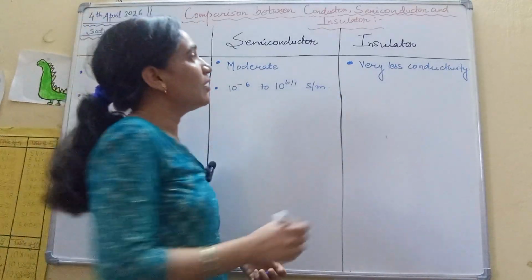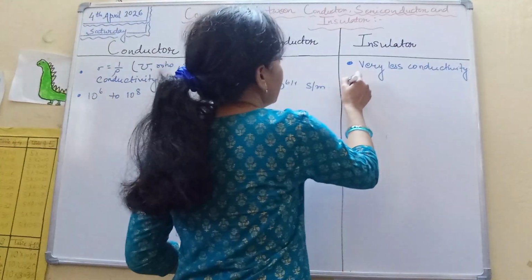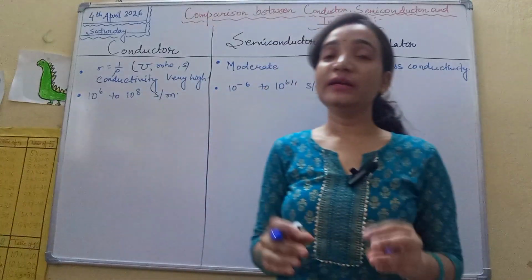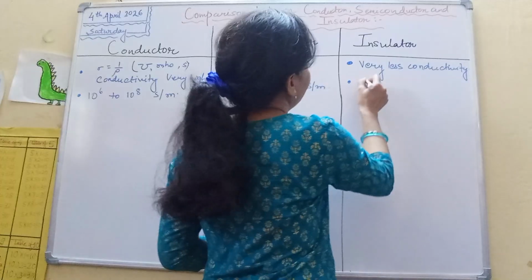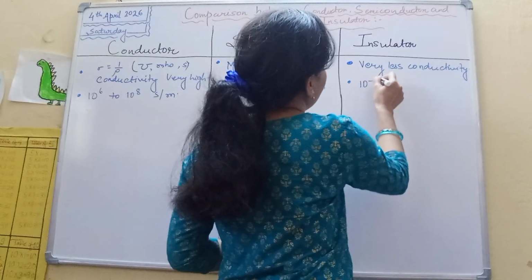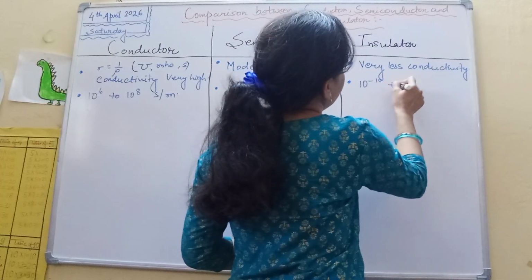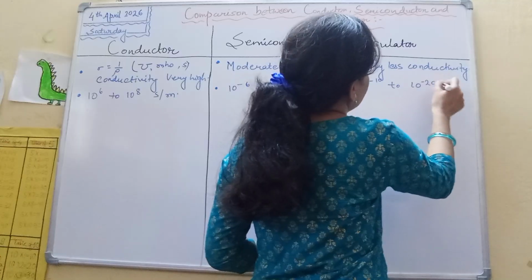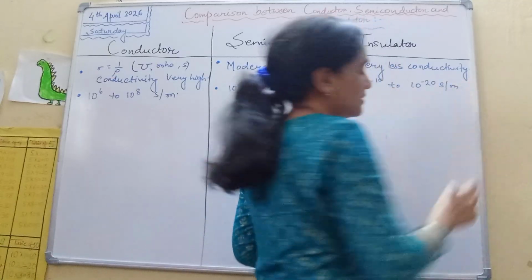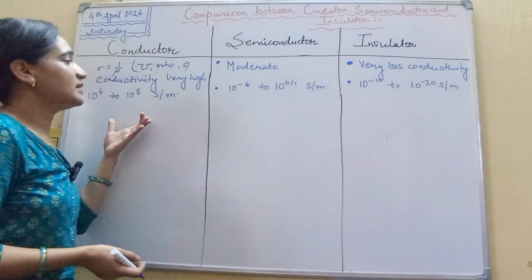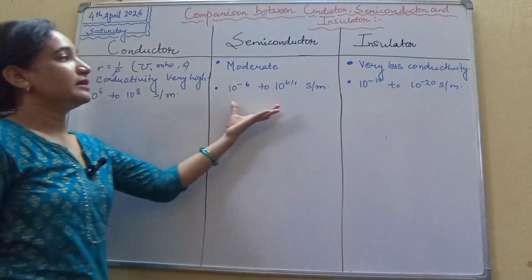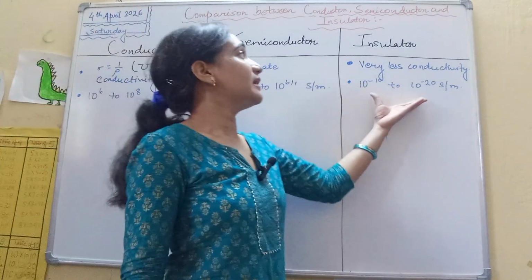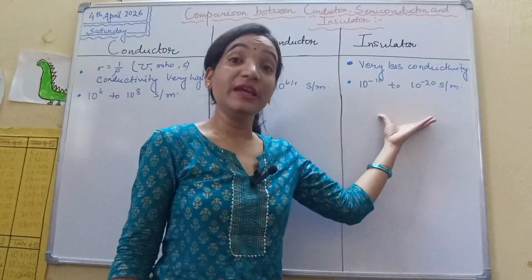And in the case of an insulator, the conductivity is very less. The conductivity lies from 10 to the power of minus 10 to 10 to the power of minus 20 Siemens per meter. Here the conductivity is very high, here the conductivity is moderate, and here the conductivity is very less.